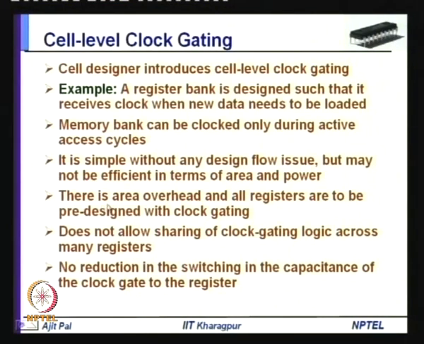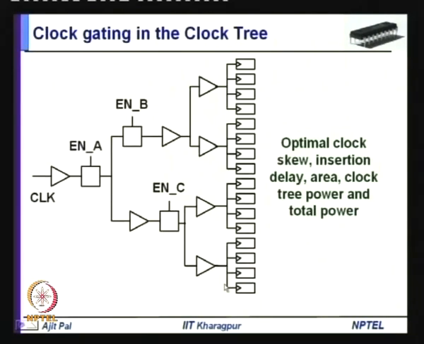So, that sharing will not take place in this case. As a consequence, there is area overhead and all registers are to be pre-designed with clock gating, and it does not allow sharing of clock gating logic across many registers, and no reduction in switching in the capacitance of the clock gate to the registers. That means, earlier we have seen clock gate to the register, so this clock gate to the register, there is some path.